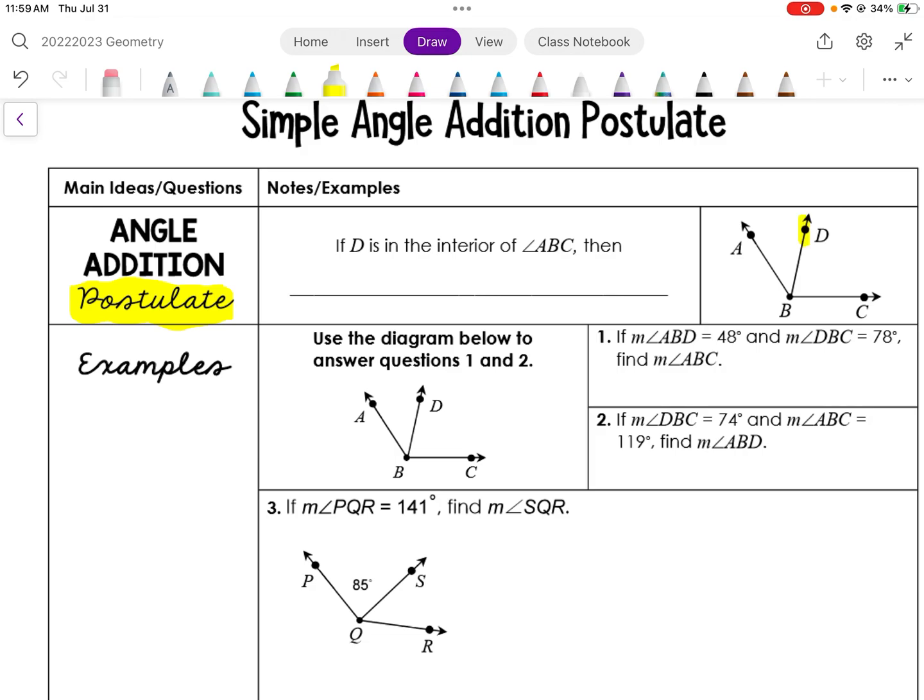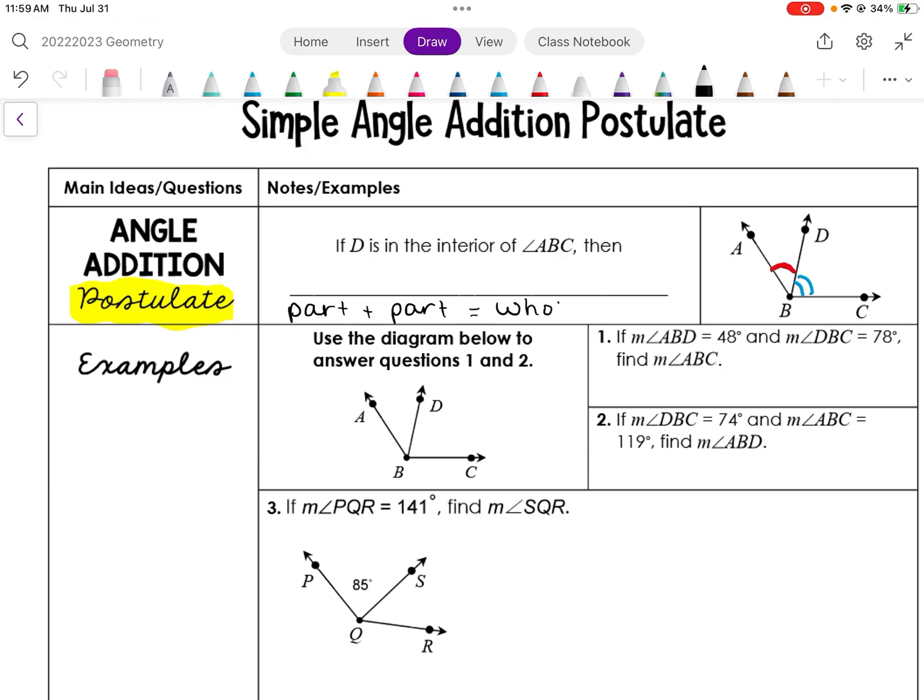All right, if D is in the interior of angle ABC, then I want you to look at this diagram. So notice D is inside of angle ABC. I have 2 angles here that make up a third angle. So there's this angle, ABD, which is like the smaller portion of it. I have this angle, DBC. Those 2 angles are put together to make a bigger angle, which is ABC.